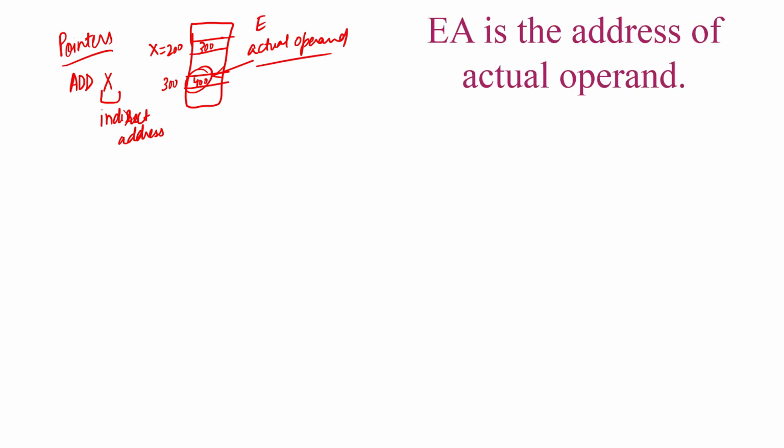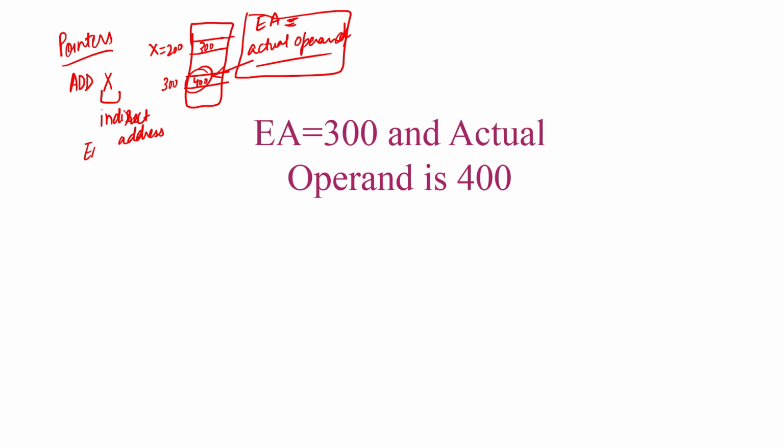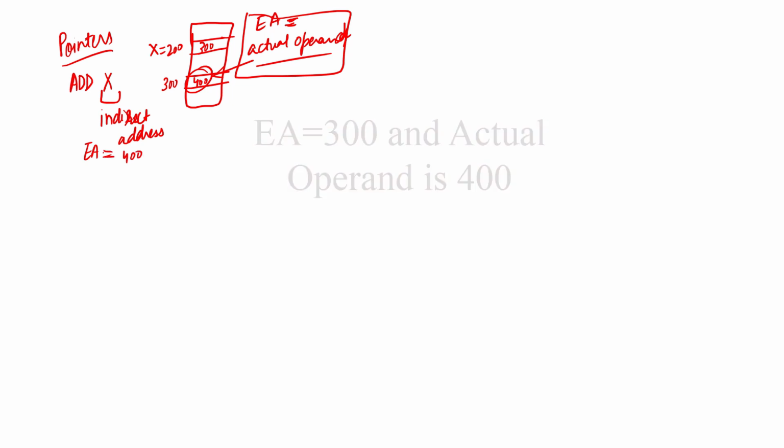So the effective address is equal to the actual operand. This is the definition of effective address. In this case, my effective address will be 400. To handle this type of addressing, we need addressing modes.